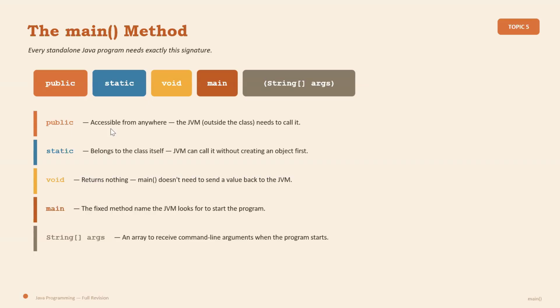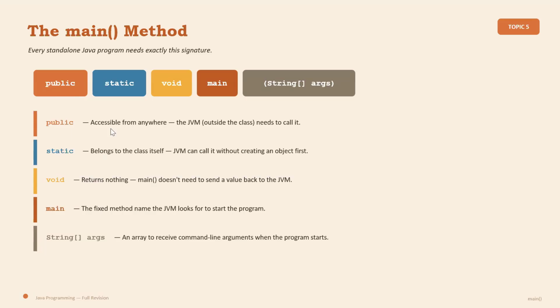And the word main is the name of the method. So this name is special because the JVM is programmed to look specifically for a method called main. So if we change the name to something else, the JVM will not recognize it as a starting point of the program. So this is the official starting method of every Java application.